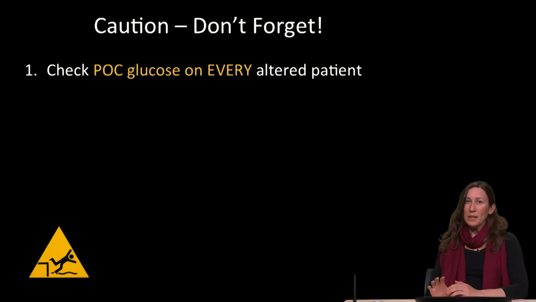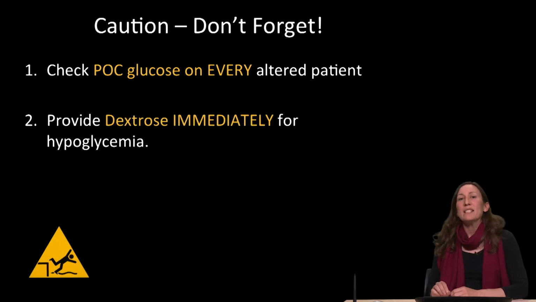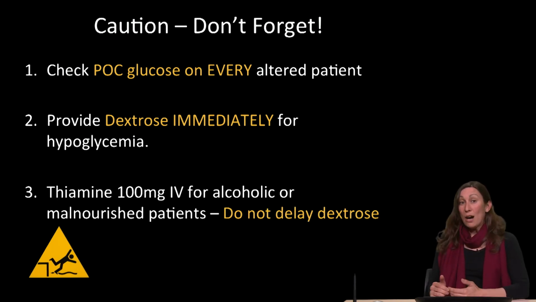So let's stop here because I really want to emphasize that we need to check a point of care glucose on every altered patient. We also need to provide dextrose immediately for hypoglycemia. And in our alcoholic or malnourished patients, we want to provide thiamine 100 milligrams IV, but we do not delay the administration of dextrose. So again, it is important to provide the thiamine, and that's because of the risk of worsening or precipitating Wernicke's encephalopathy in these patients who may be deficient in thiamine. But we do not want to delay dextrose.